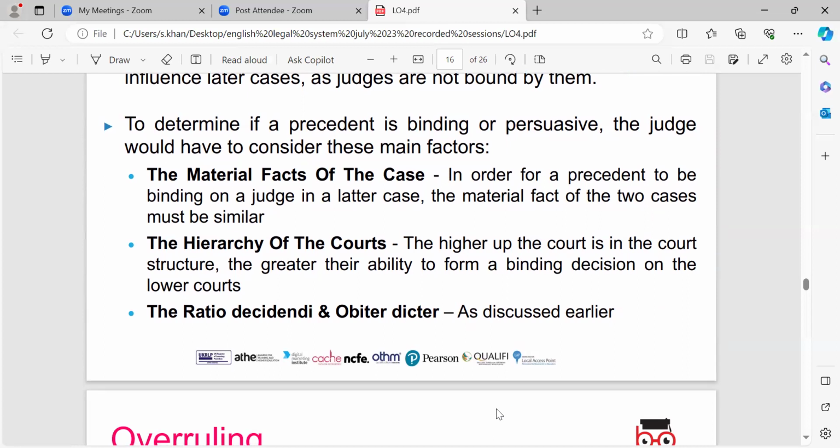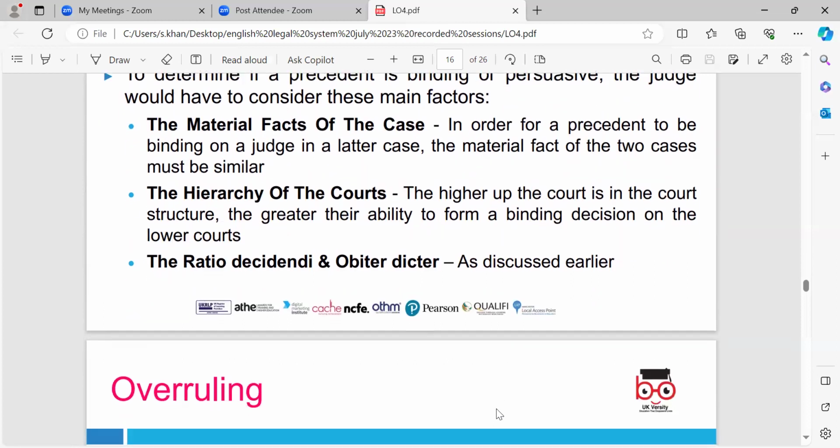The material facts of the case. In order for a precedent to be binding on a judge in a later case, the material facts of the two cases must be similar. The hierarchy of the courts. So the higher up the court is in the court structure, the greater their ability to form a binding decision on the lower courts. And the ratio decidendi and obiter dicta, as we discussed earlier.